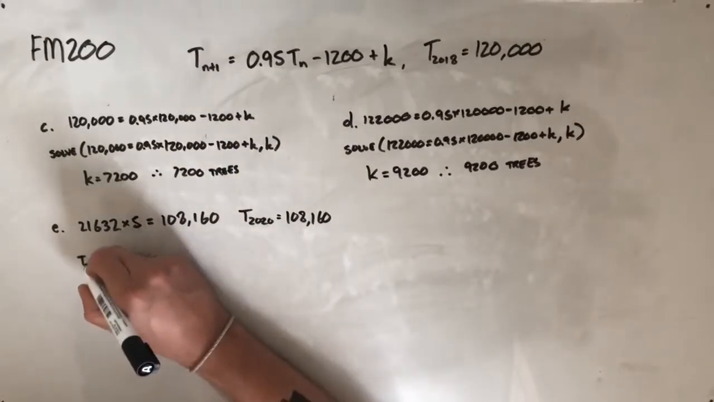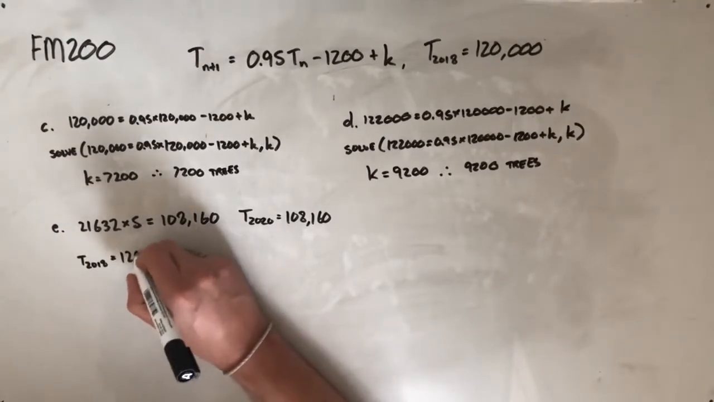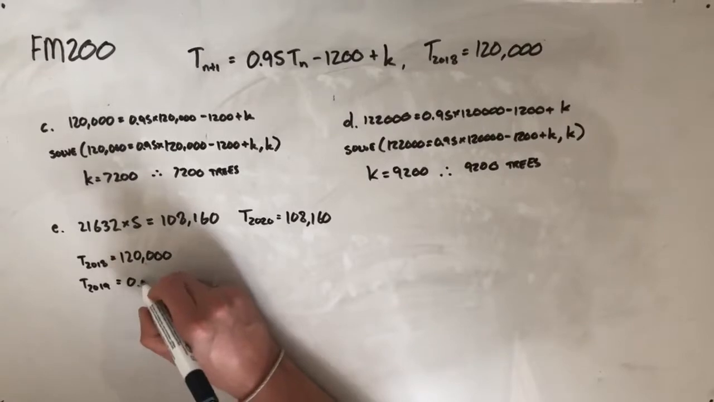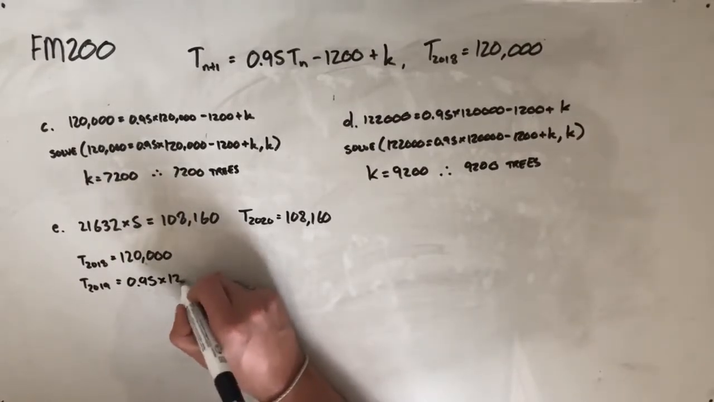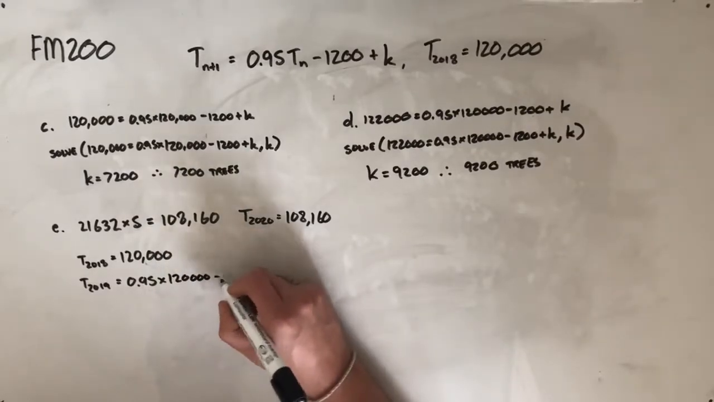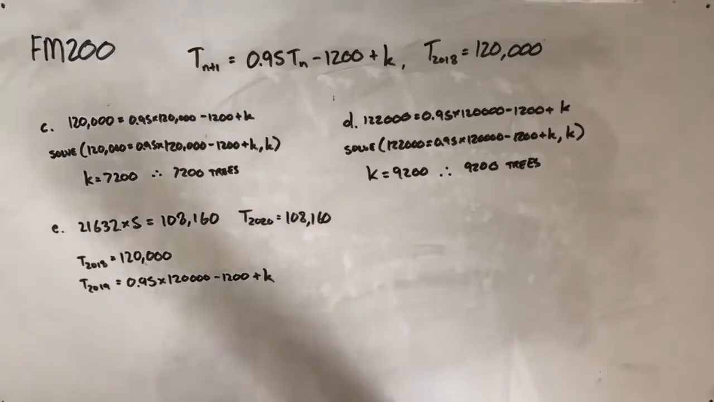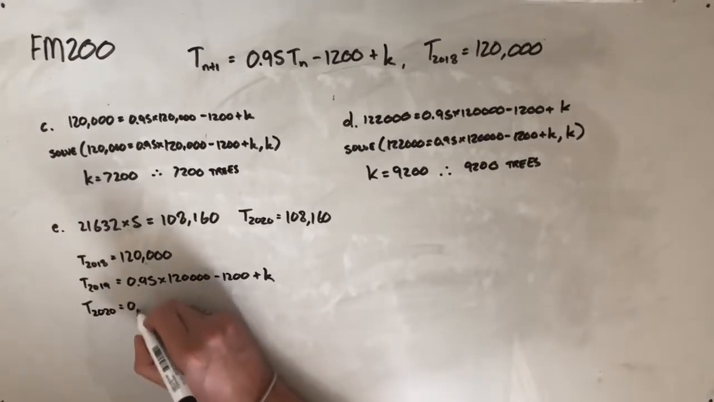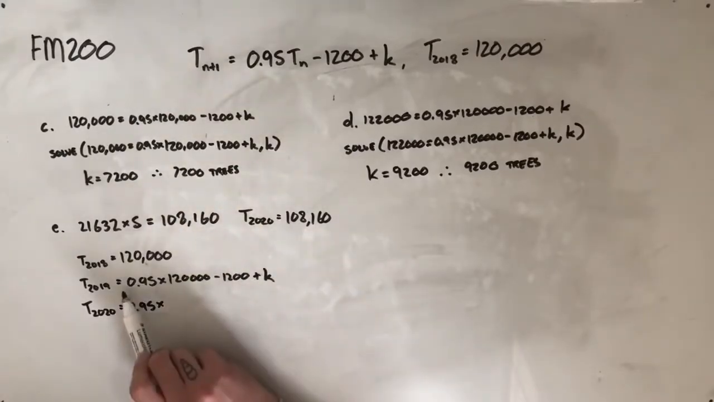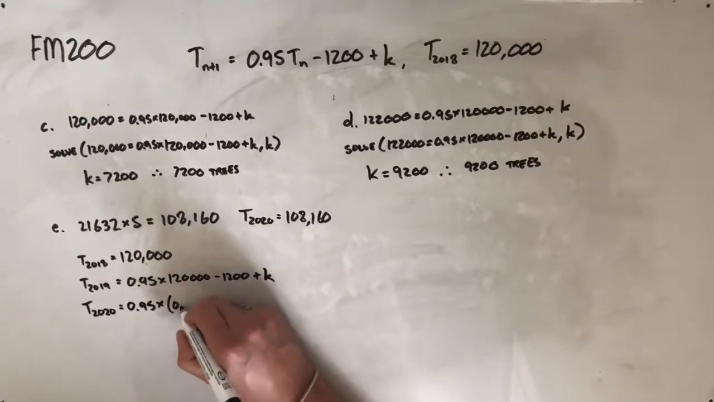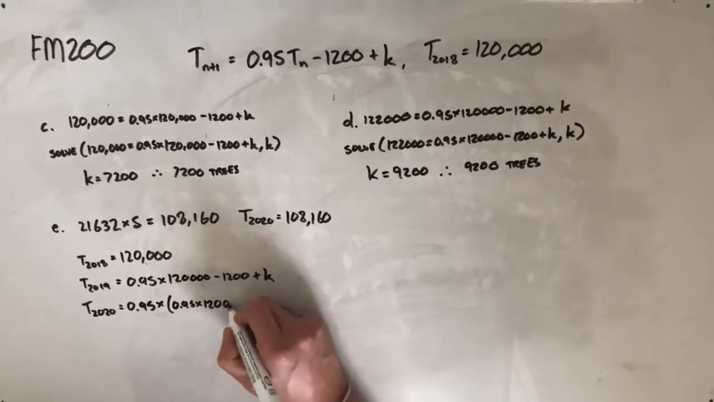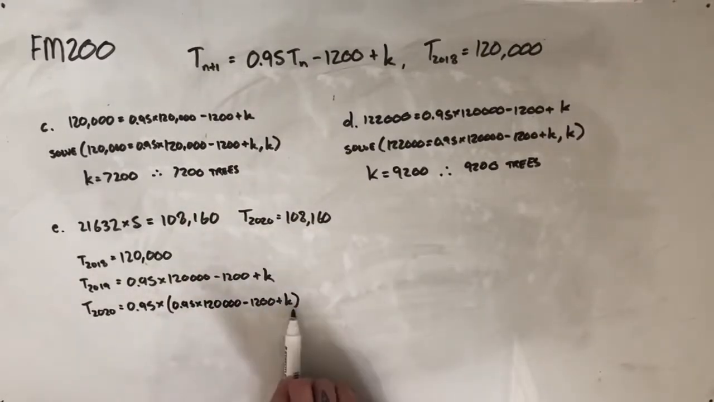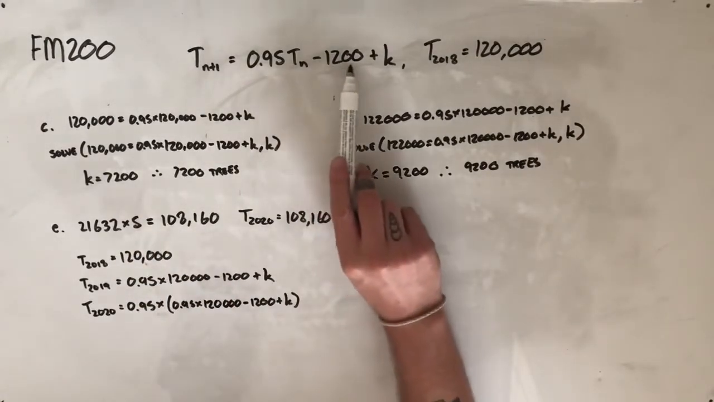So going through here, we know that the number of trees in 2018 is 120,000. We know that the number of trees in 2019 is going to be 0.95 times the number in 2018, which is 120,000, minus 1,200 plus k. Now, of course, we don't know what k is yet. We also know that T2020 is going to equal 0.95 times 2019. So we're going to take this value of 2019 and substitute that in here, which is going to be 0.95 times 120,000 minus 1,200 plus k. So that's our value of 2019, which is then followed by minus 1,200 plus k.